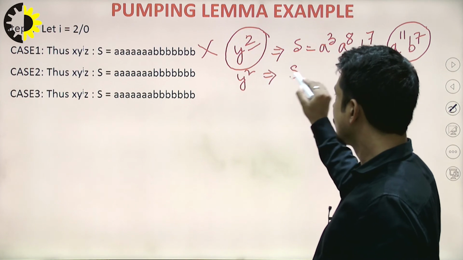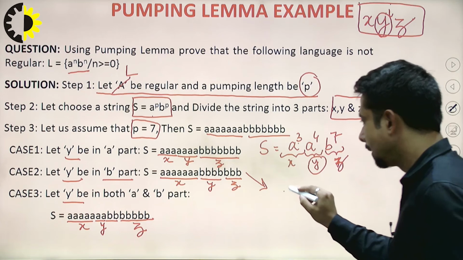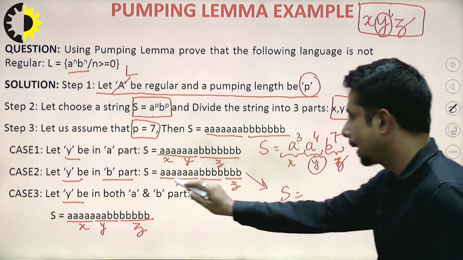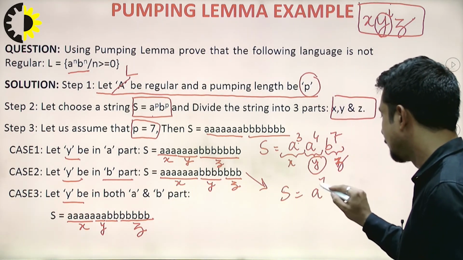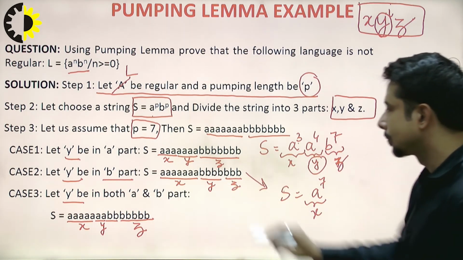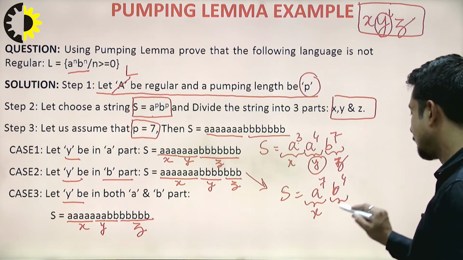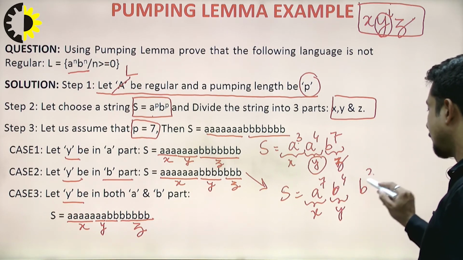Okay, let's check what the initial value of s is over here. S will be x, all a^7 will be x. Then b 4 times as y, so b 4 times as y and the remaining b 3 times, correct.